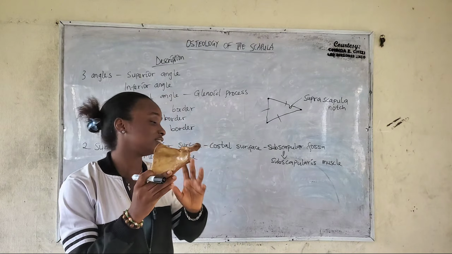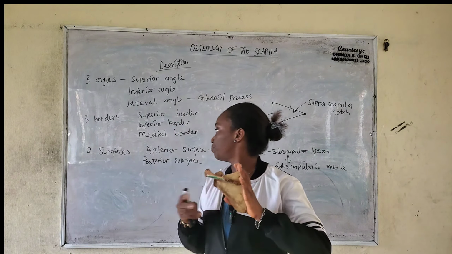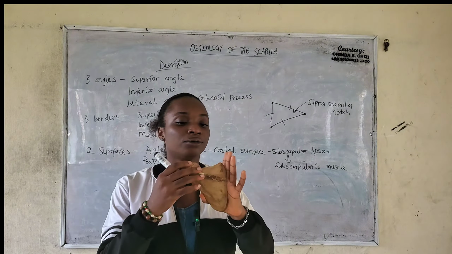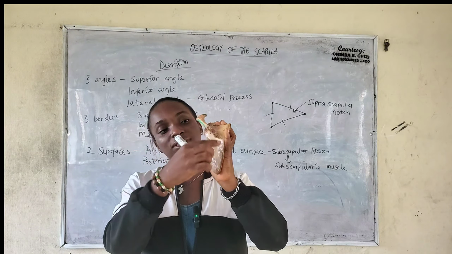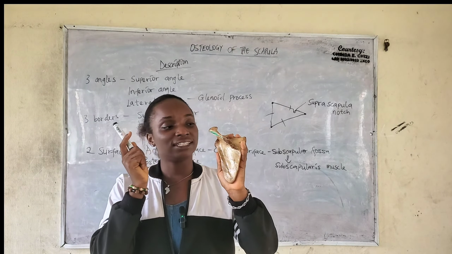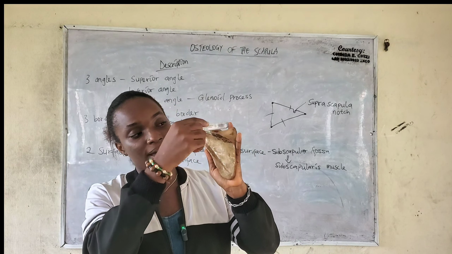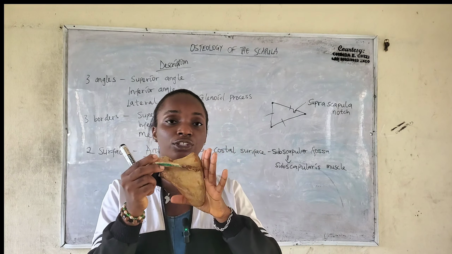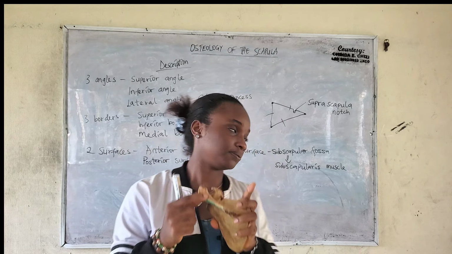Now let's talk about the posterior surface. Let's look at the anatomy of the posterior surface. Remember, I said posterior is back. If you look at the back, it has a spine, something that divides the back of the scapula into two, up and down. So one notable feature of this posterior surface is the presence of a spine. We call it the spine of the scapula.